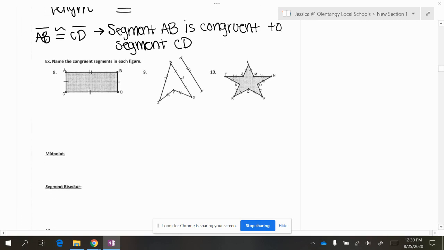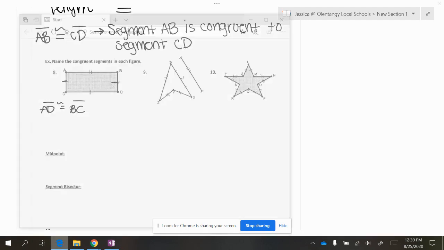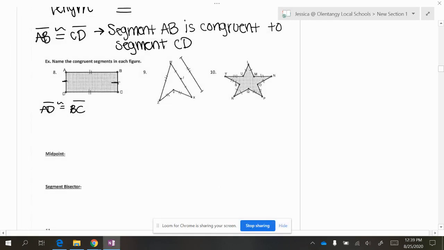Okay, so name the congruent segments in each figure. Here, you're just going to match up the number of dots or dashes. So 1 dash and 1 dash. Those two segments are congruent. So segment AD is congruent to segment BC. Same thing. Then we move on to 2 dashes here. 2 and 2. Segment AB is congruent to segment DC.